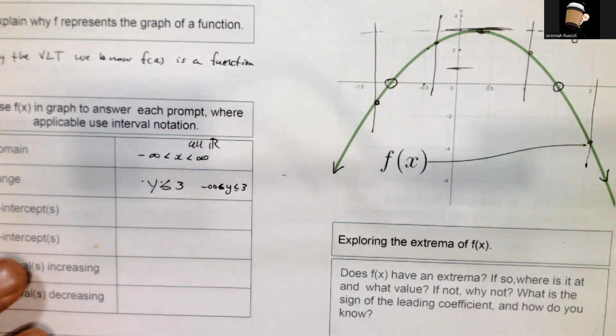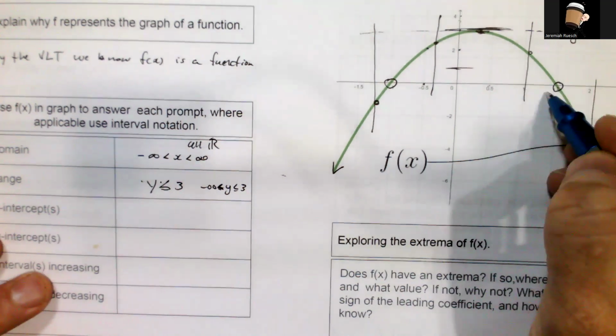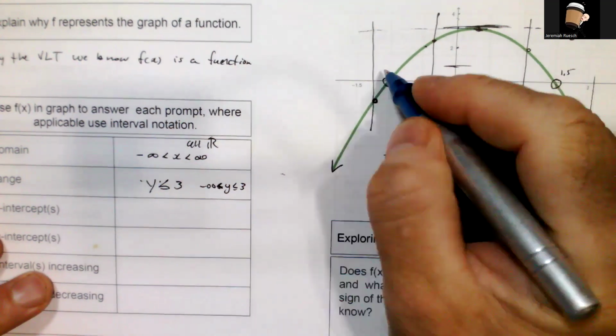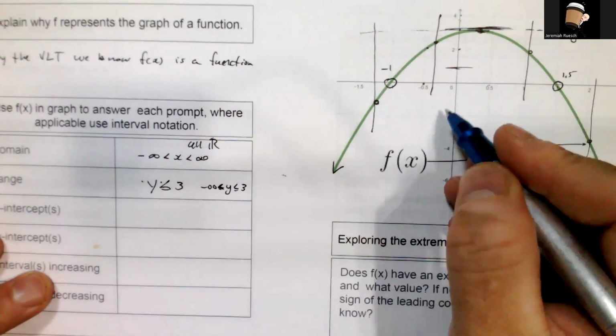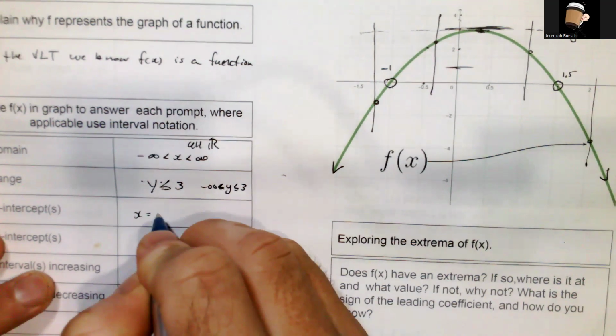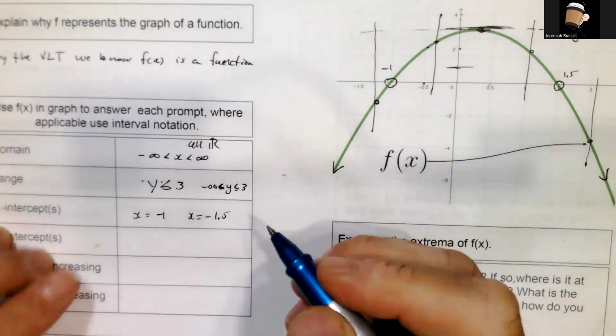And I drew over that. Oh, you know what? That can't be one because one's right there, it looks like. So this is going to be halfway between those. So this looks like it might be -1.5, and this looks like it might be -1. So our x-intercepts then are going to be at x equals -1 and x equals -1.5.